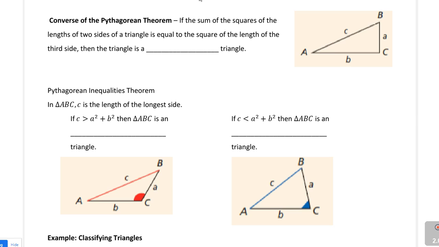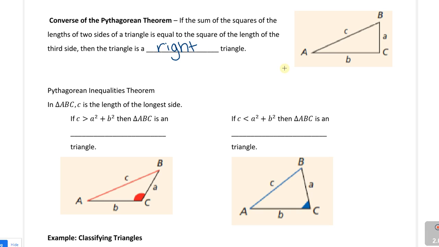Okay, let's take this a step further. We're going to look at the converse, the opposite of the hypotenuse theorem. If the sum of the squares of the lengths of the two sides of a triangle is equal to the square of the length of the third side, so if you take A squared and add it to B squared and it equals C squared, then that is a right triangle.